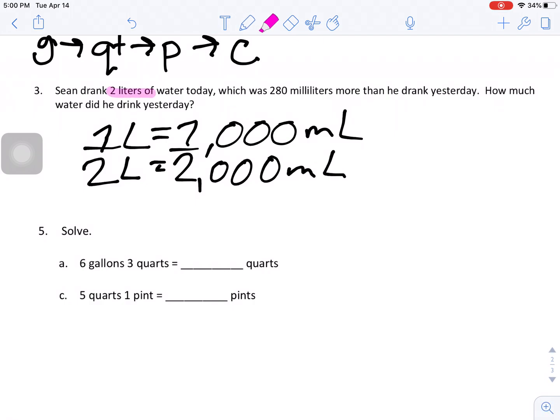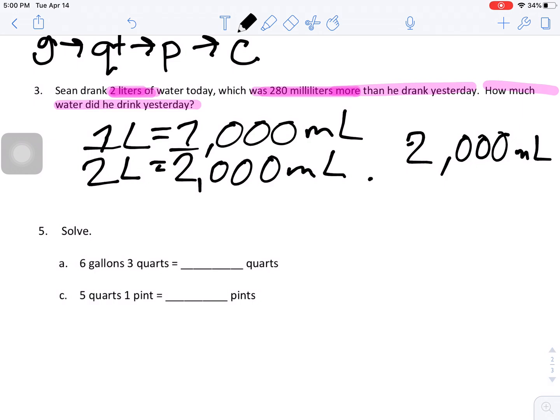So Sean drank 2 liters of water. That 2 liters is 280 milliliters more than he drank yesterday. So yesterday he drank less because today he drank more. I want to know how much water did he drink yesterday. So today is more, yesterday was less. So I want to say he drank 2,000 milliliters today, and yesterday he drank 280 milliliters less. So I'm going to just subtract that. I have my 0 minus 0.